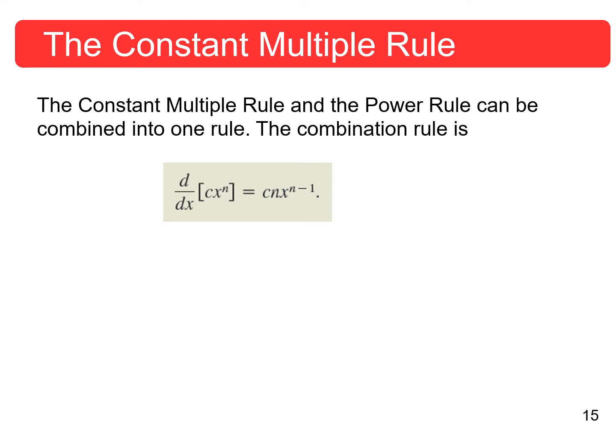Now, from the examples, we've seen that the constant multiple rule and the power rule can be combined into one rule. The combination rule is equal to this. The derivative with respect to x of cx to the n is equal to cn x to the n minus 1. Now let's talk about the sum and difference rules.